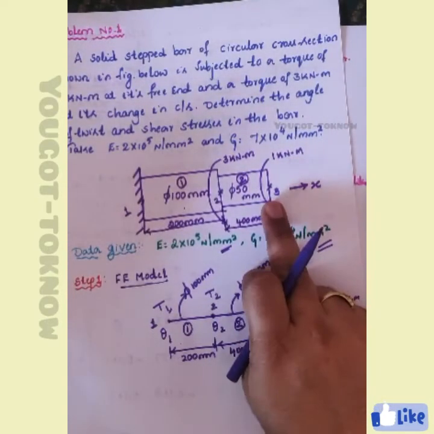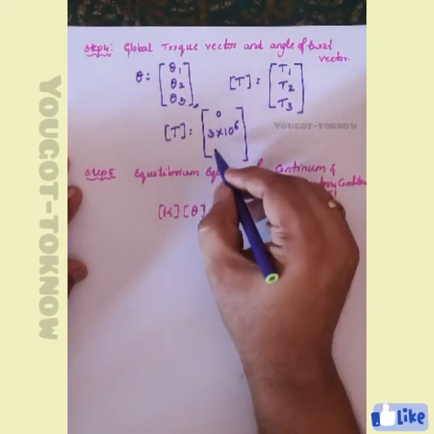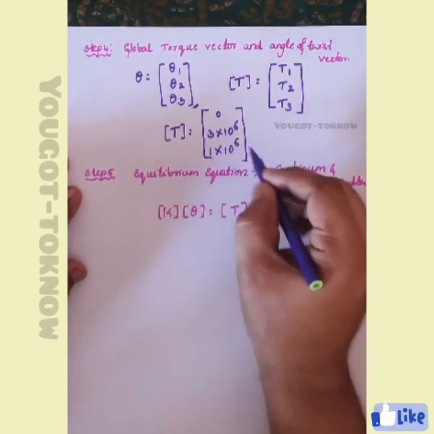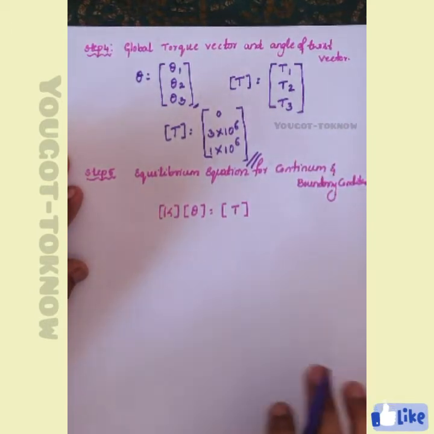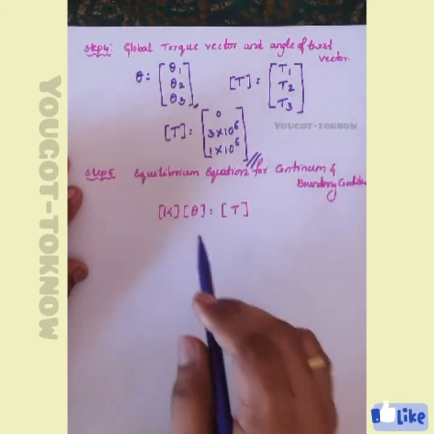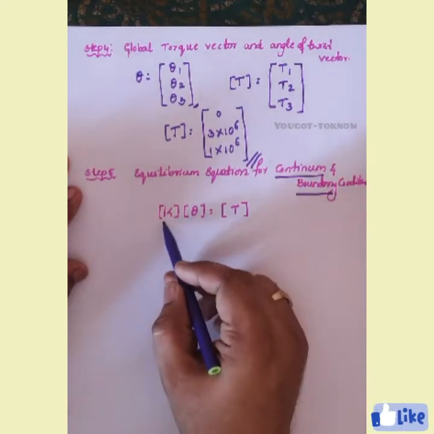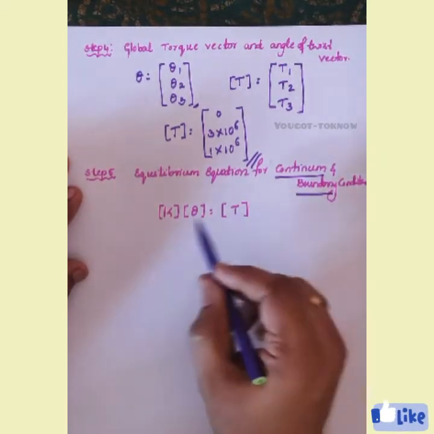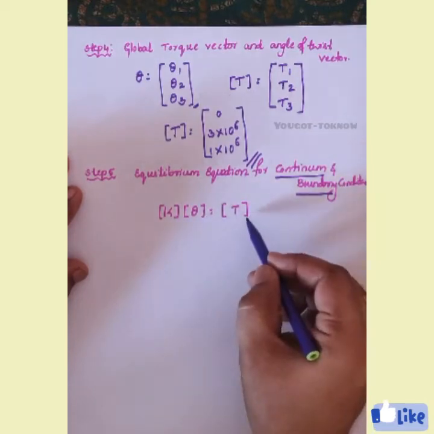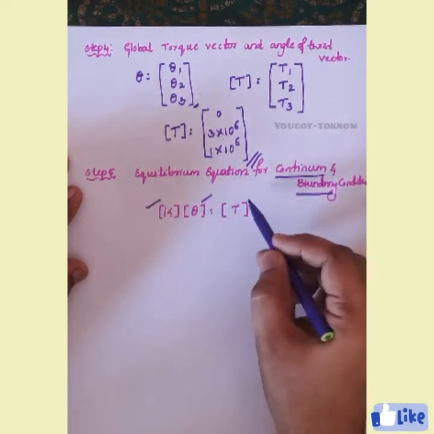Similarly, observe node 3. Node 3 has only one value, that is 1 kilonewton meter. Similarly, write it. That value is 1 into 10 power 6. Now this is called your torque vector. Now the next one is the equilibrium equation for the continuum. What is the equilibrium equation? Just like KQ equals F, here it is K into theta equals T. K is known, theta is unknown, T is known.